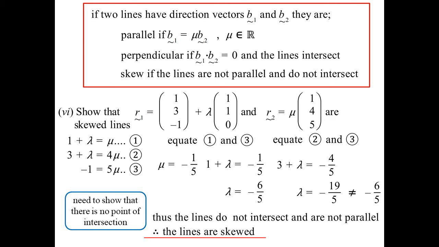Therefore, they can't intersect. So they do not intersect, but the other key thing is they're not parallel, and that's easy to see by inspection because you're just checking whether the direction vectors are scalar multiples of each other, and they're not in this case. I mean, there's no way 1, 1, 0 and 1, 4, 5 can be created by just multiplying by a number. So therefore, these lines are in fact skew lines.